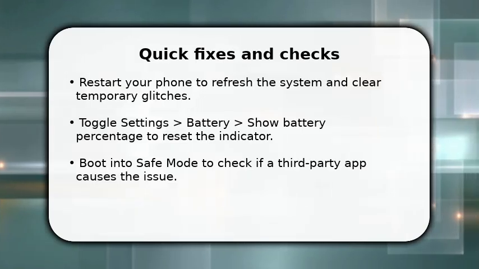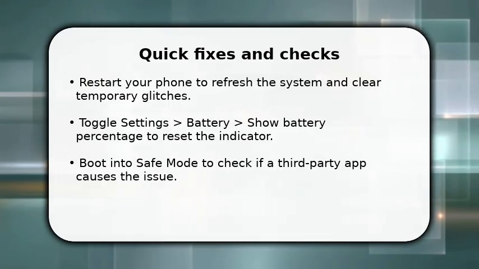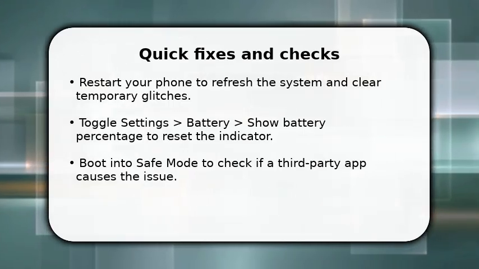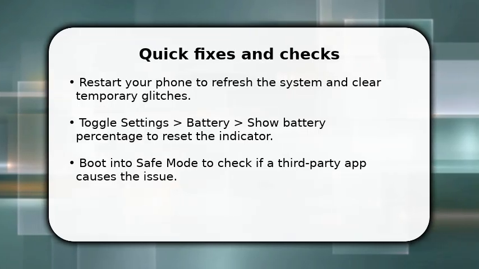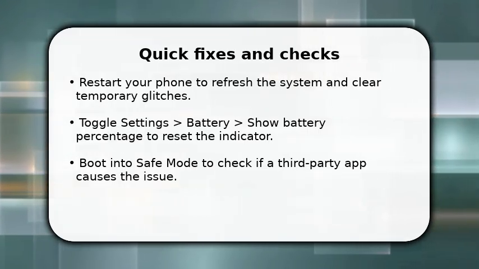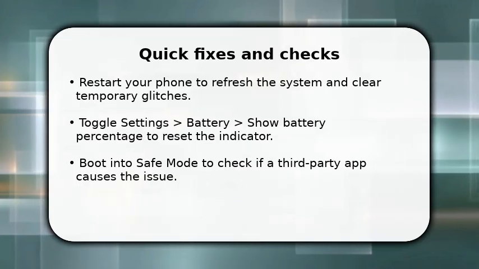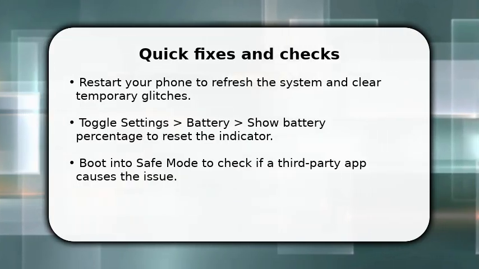Start by restarting your phone to refresh the system and clear temporary glitches. After restart, open Settings and go to Battery to confirm Show Battery Percentage is enabled. If it already shows enabled, toggle it off and on to force a UI refresh.